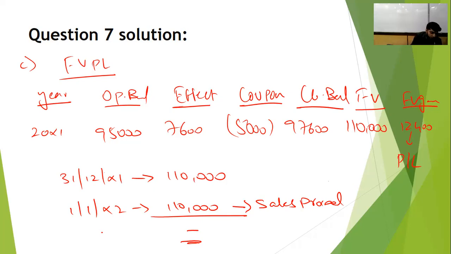The examiner might give you the sales proceeds. For instance, the examiner might say that on 1st January 20X2, the company disposed of the debentures for $1,08,000. Then we would calculate the loss on disposal. But right now, if no sales proceeds is given, it could reasonably be assumed that the market value on the last day would be the market value on the first day, that is on 1st January.